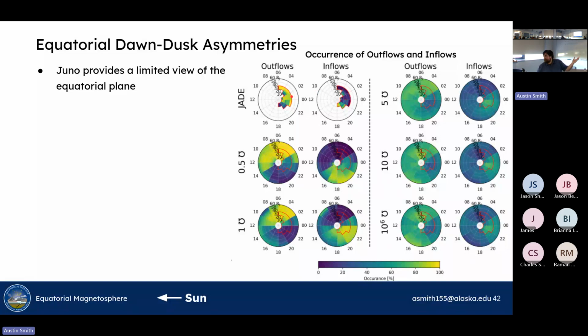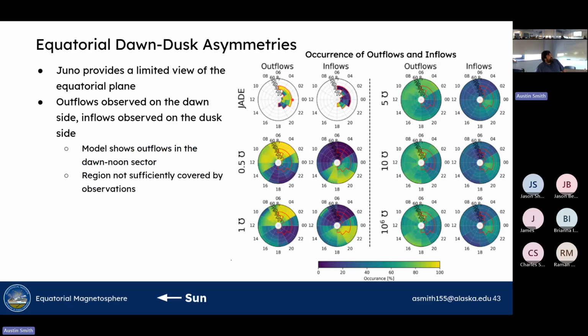It does provide a somewhat limited view of the magnetosphere, though, which you can see highlighted in red throughout all these plots. Although with this, we do see that there's this dawn-dusk asymmetry with more outflows on the dawn side, more inflows on the dusk side. And this is seen in all the model cases, especially the lower conductance cases.